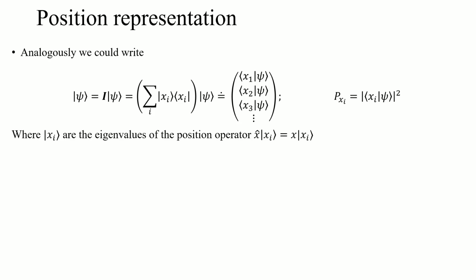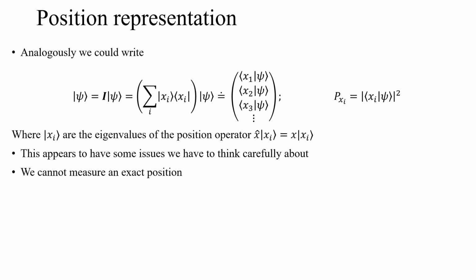This already has some issues with it, all right? This is a pretty big abstraction. For starters, we have to think carefully about what we mean here. We can't measure an exact position, right? There's always some uncertainty to that, and objects exist and they're not exactly point particles, right? There's always some spatial extent to what they exist at. So we fundamentally can't really measure an exact position.